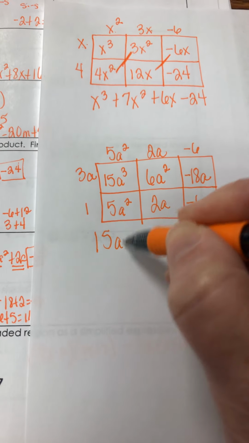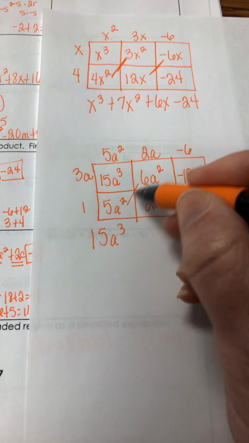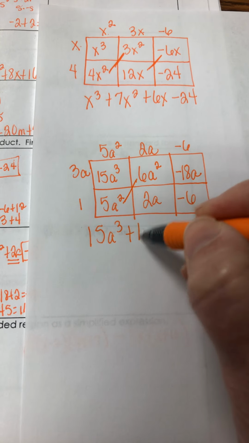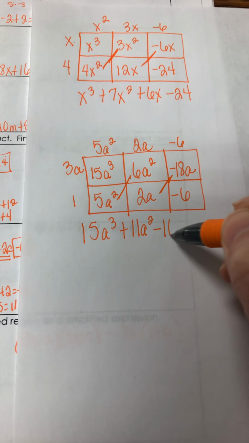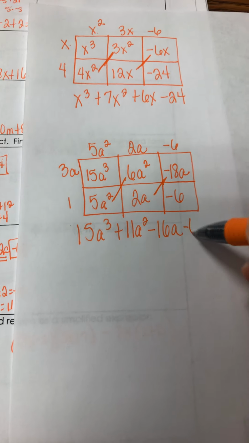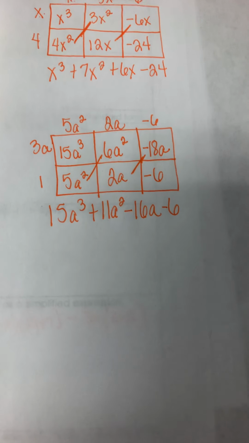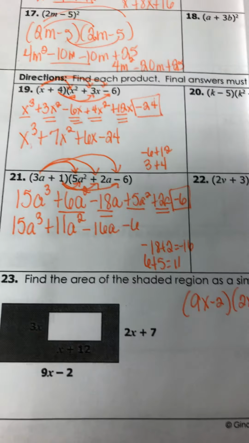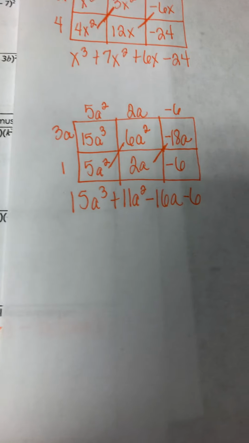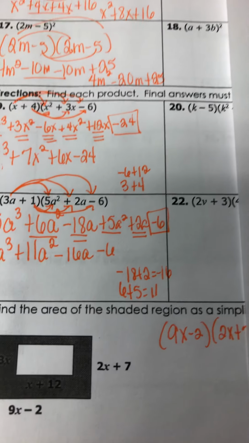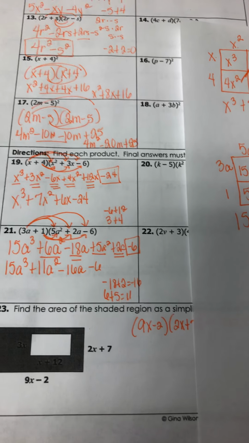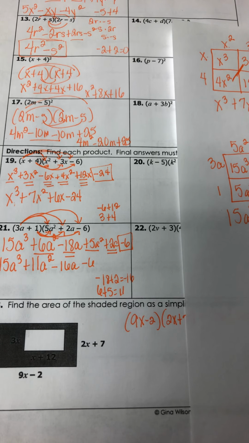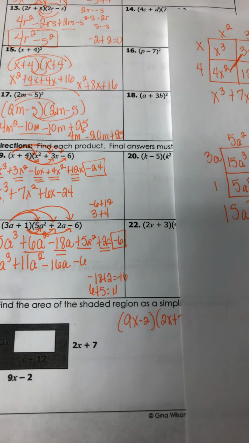So I've got my 15a to the third. These two are like terms, so add those together. These two are like terms, so add those together. And then I have my constant term at the end. So you'll see we got the exact same result. And again, I'm not pushing one way over the other. You need to find a method that works best for you and use it.